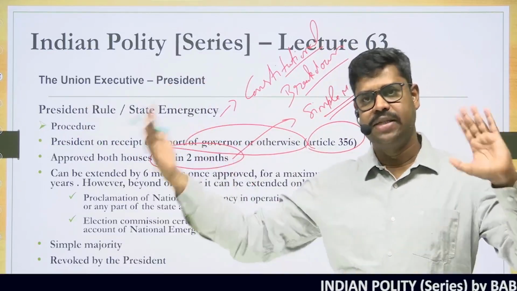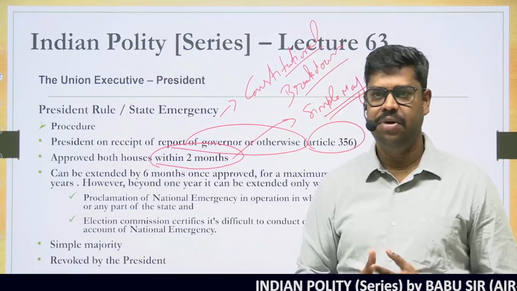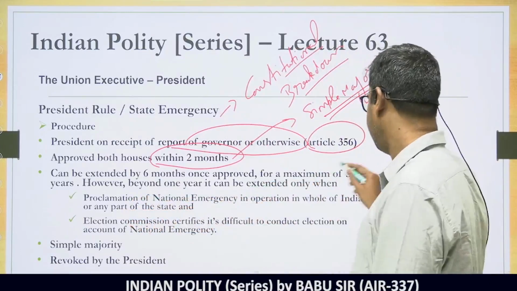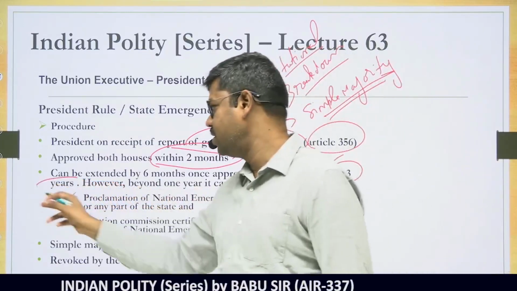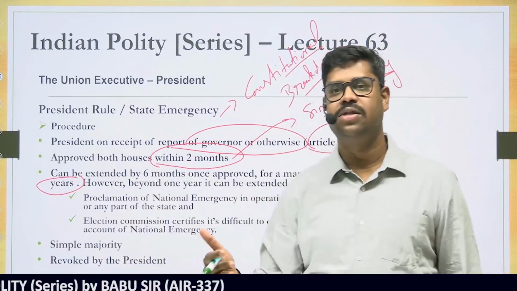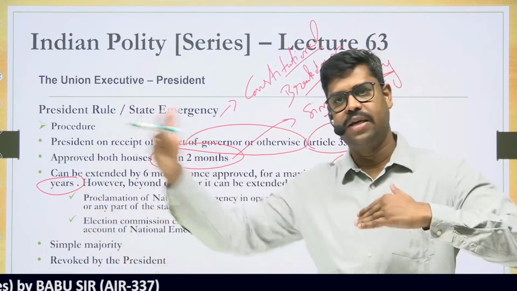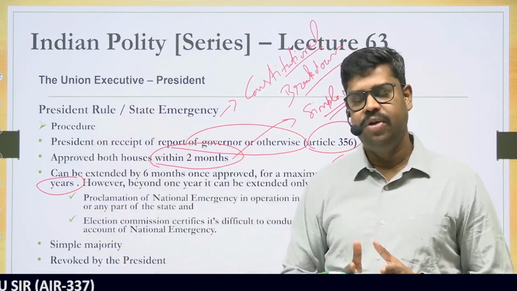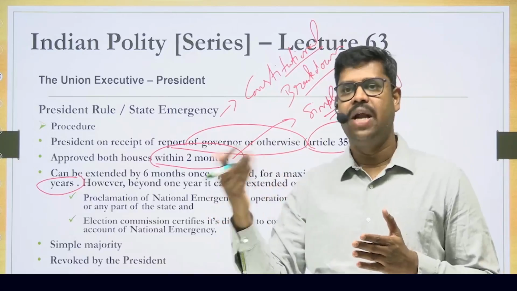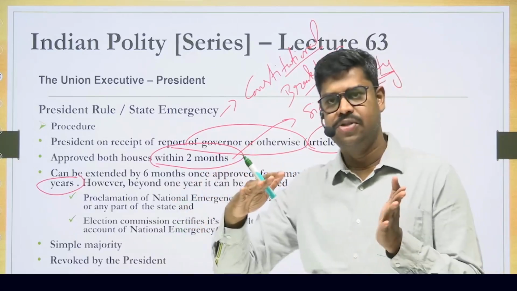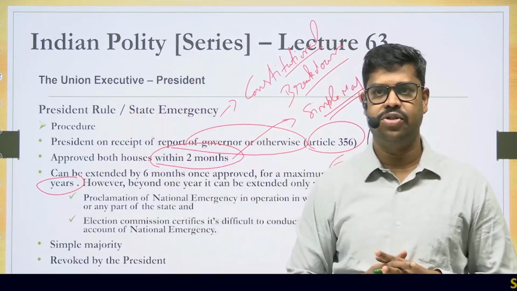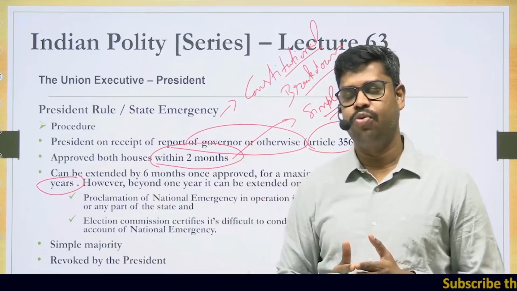What is the maximum time limit a state can be kept under the president rule as per the constitution? The maximum time limit is only 3 years. I'm not saying that once a president rule is imposed in a particular state, automatically it will be there for 3 years. It is the maximum time limit. But you'll have to keep in mind that whenever the president rule is imposed and the parliament gives the approval, the president rule can extend up to 6 months from the day it has been imposed in that particular state, provided the parliament gives the approval.